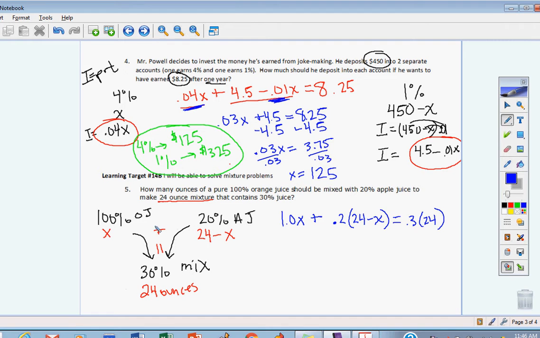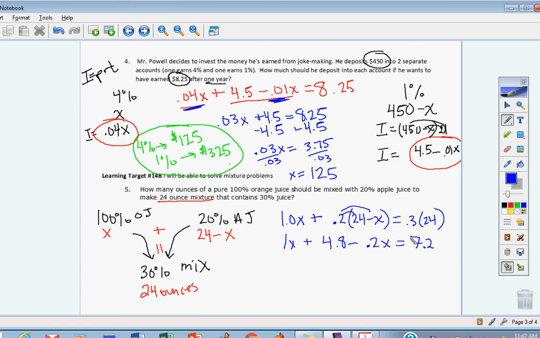So again, slow down and look at this. It's percent as a decimal times the amount you have. Percent times the amount you have plus percent times the amount you have equals percent times the amount you have. It's the same process throughout, it's just represented differently in each problem. All right, so here I got 1x plus, and then when I distribute through, I have 4.8 minus 0.2x, and that equals 0.3 times 24, which is 7.2.